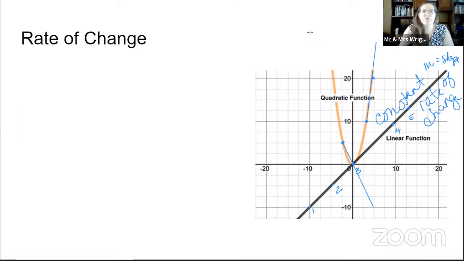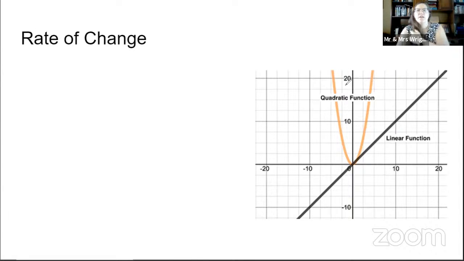And so the rate of change is constantly changing in a parabola. It could be a minute change or it could be a big change. However, it's always changing no matter what 2 points you have. If you have 2 different points, you're going to have a different rate of change. All right, or a different slope.